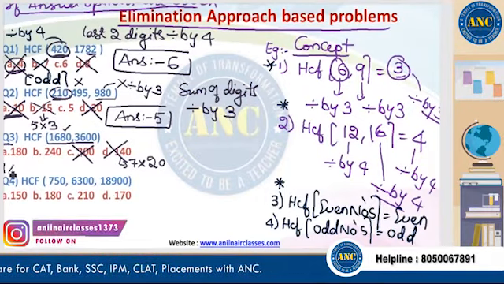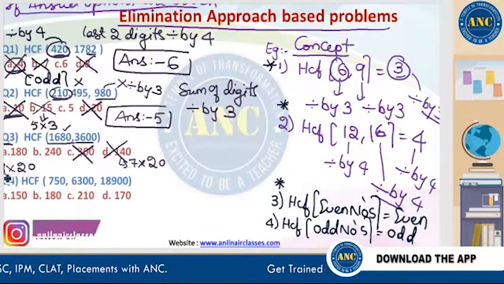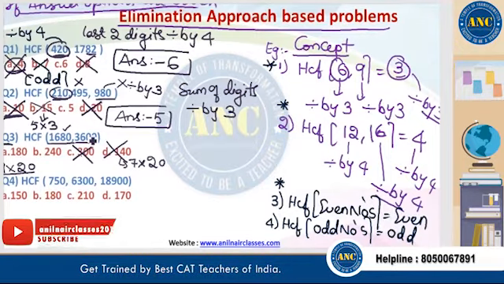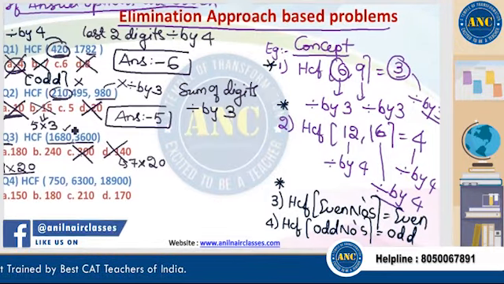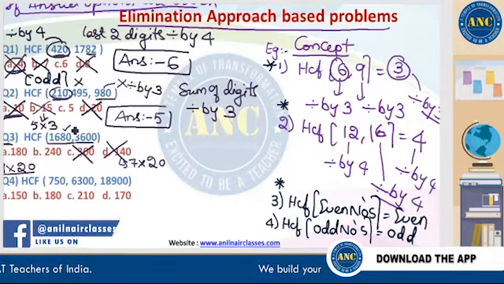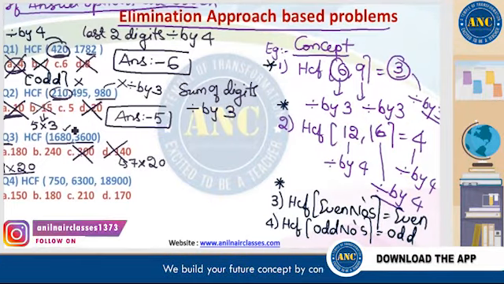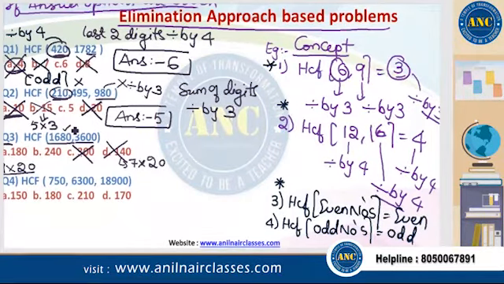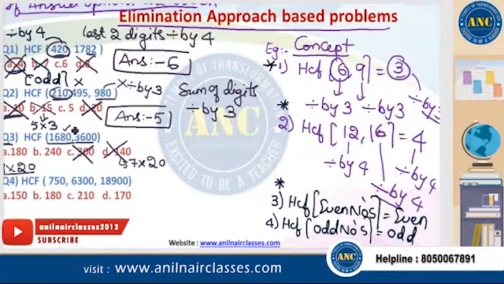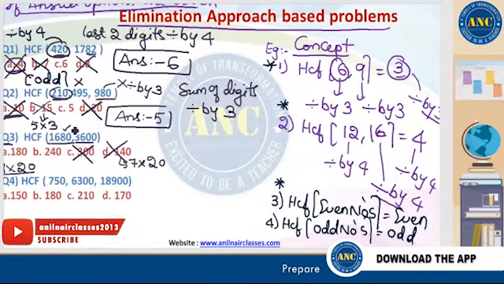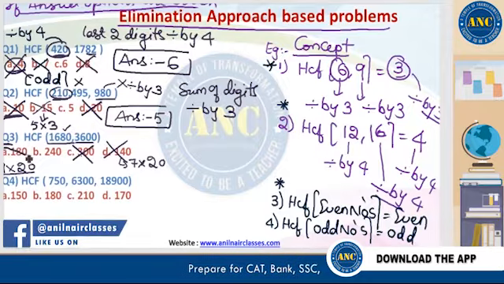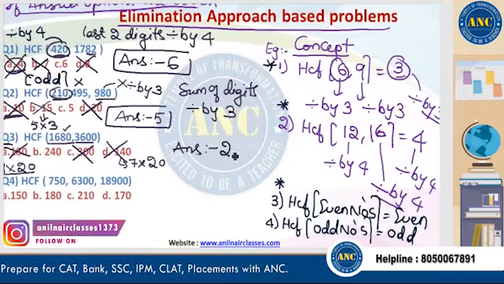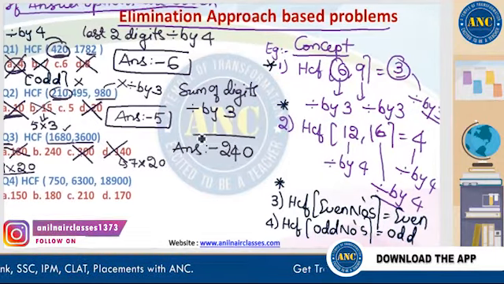Option A, 180. 180 is nothing but 9 into 20. The answer is divisible by 9. 3600 is divisible by 9. 1680 should be divisible by 9. What is the divisibility rule of 9? The sum of the digits should be divisible by 9. 1680: 1 plus 6, 7, 7 plus 8, 15. The digital sum of 15 is 6. So it cannot be the answer 180. The answer for the third question is 240. I hope all the concepts are clear to you.